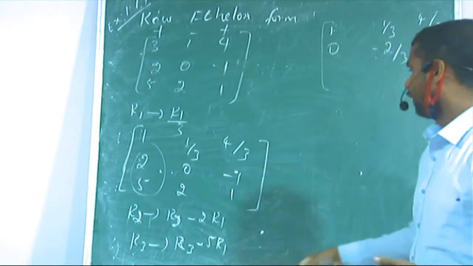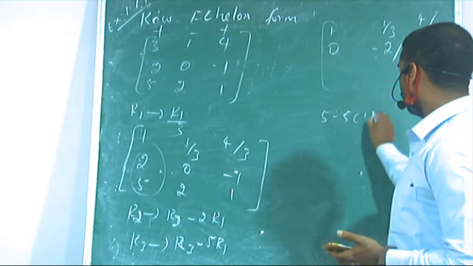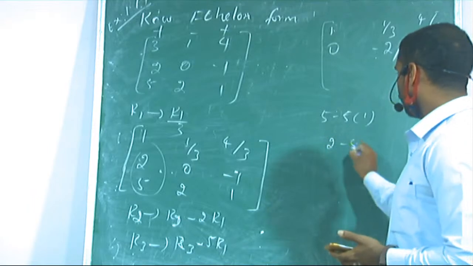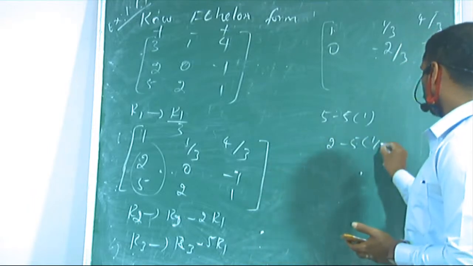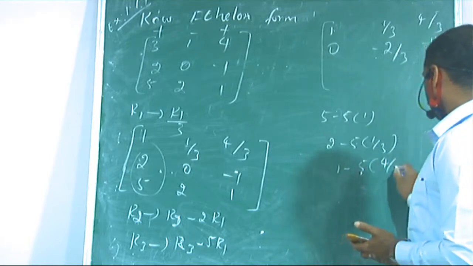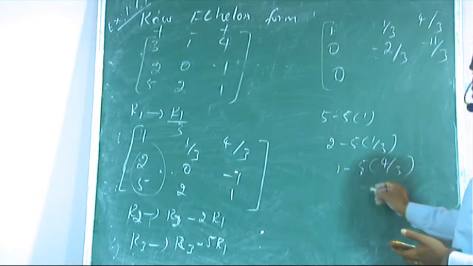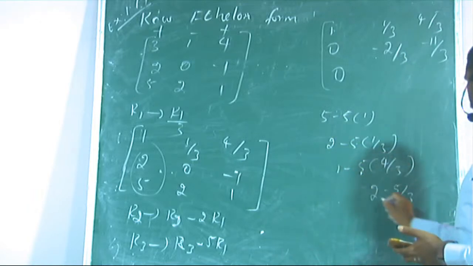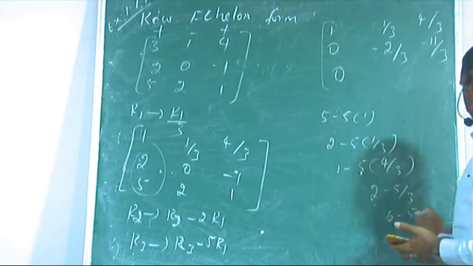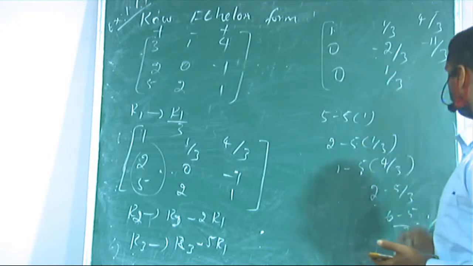Next term, third row. R3 gives R3 minus 5 into R1. That means 5 minus 5 into 1. Next term, 2 minus 5 into 1 by 3. Last term, 1 minus 5 into 4 by 3. So 5 minus 5, 0. 2 minus 5 by 3 means 2 into 3 is 6, 6 minus 5 by 3 is equal to 1 by 3. This is actually 1 by 3.